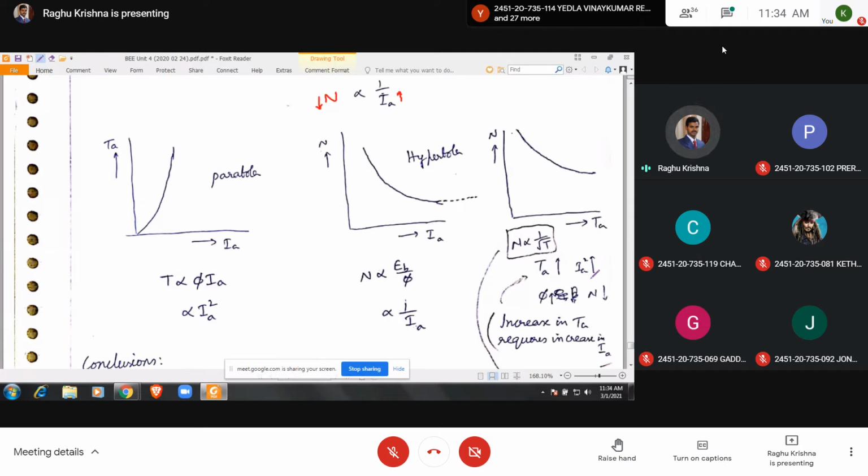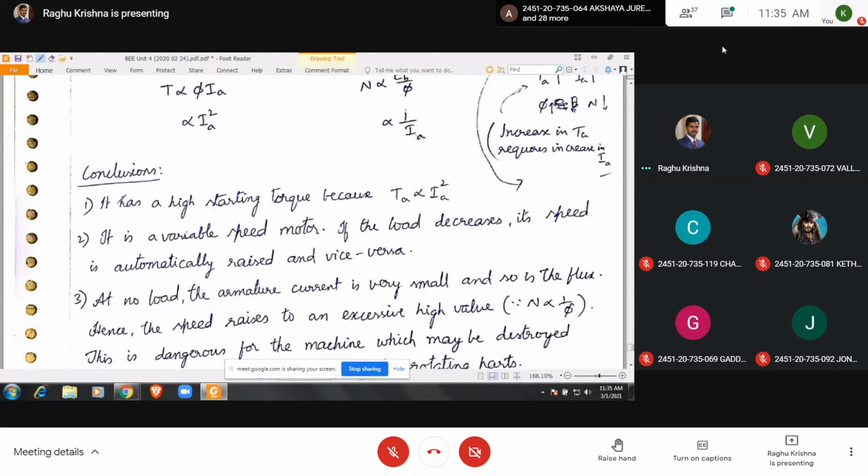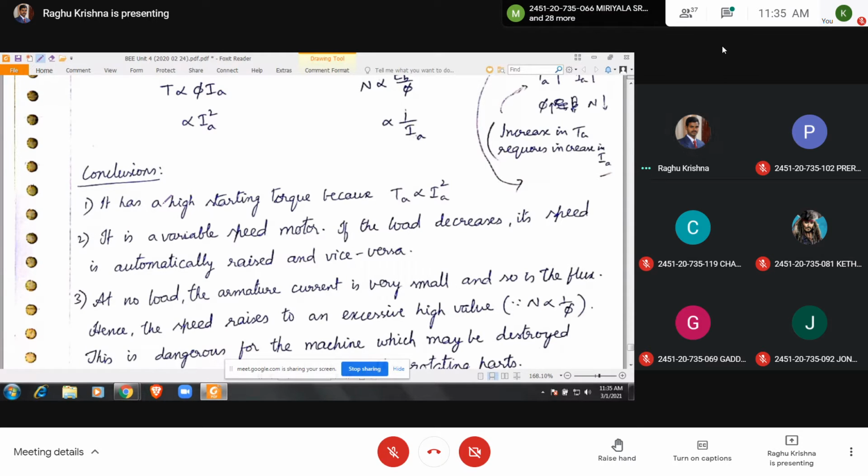If Ia increases, then only torque increases. This will be the same as this one, with a slight change. It is almost similar, but there is a slight change in the curve. So here also you are going to get a hyperbola. Now the conclusions. As torque is proportional to Ia square, here you are going to get high starting torque. Initially, you know that the motor will be drawing more current.